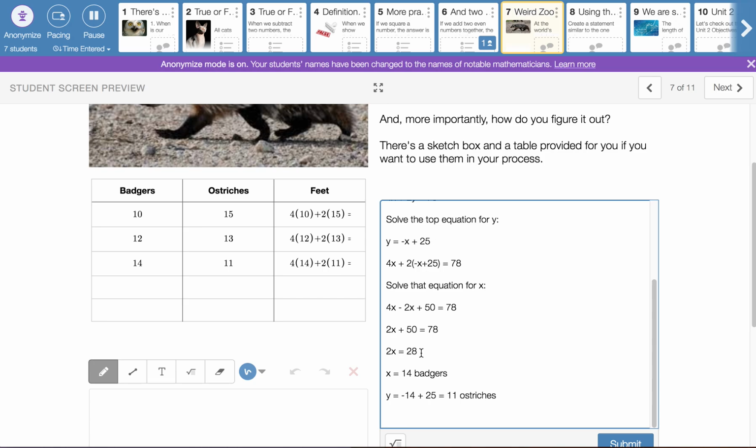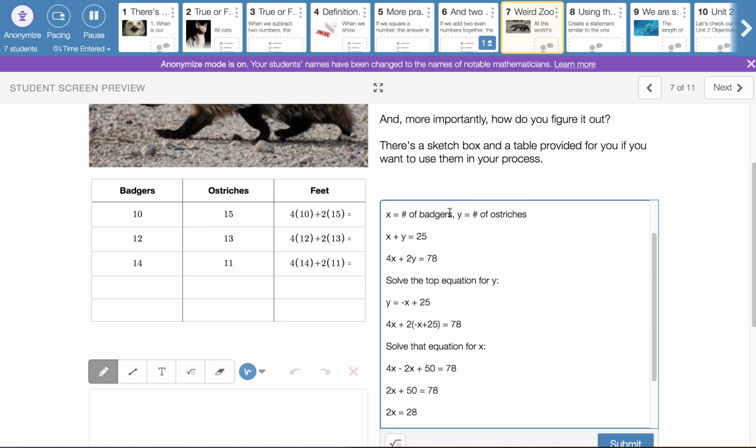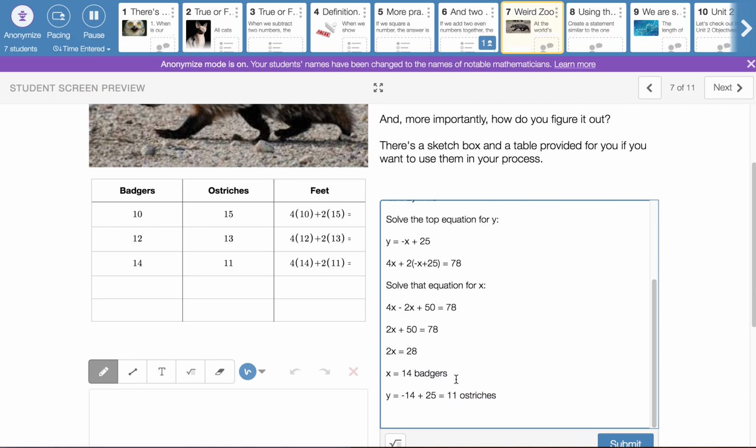And I've left out the writing for a couple of steps here because it's a bit cumbersome to put into the typing area. But we would subtract 50 from both sides of the equation. And when you do that, you'll get 2x equals 28. And then to get x all by itself, we'll have to divide both sides of the equation by 2. And we'll get x equals 14. And x was supposed to represent badgers. So we get 14 badgers. And then use that helper equation again, negative 14 plus 25 is 11 ostriches. 14 badgers and 11 ostriches, just like we came up with here, but we do it with algebra instead.